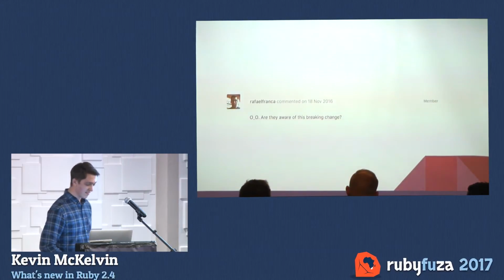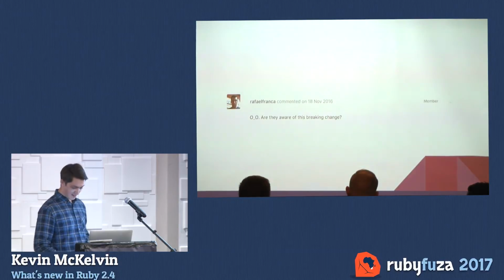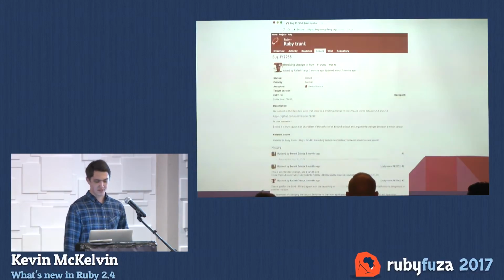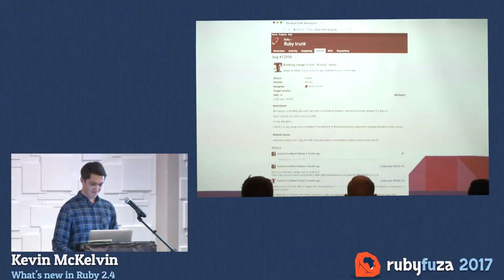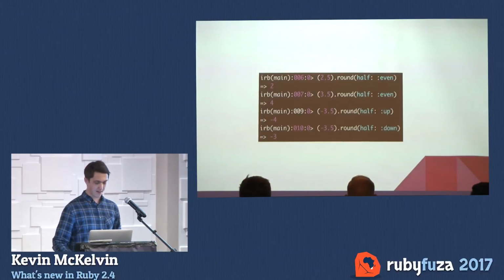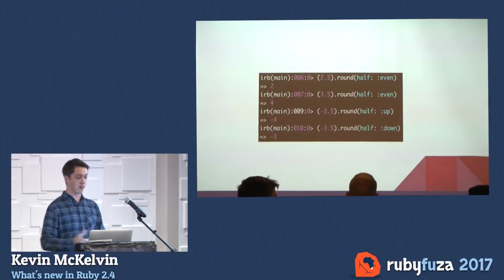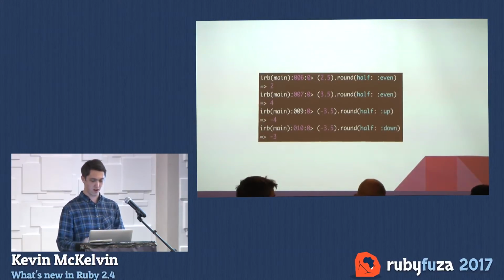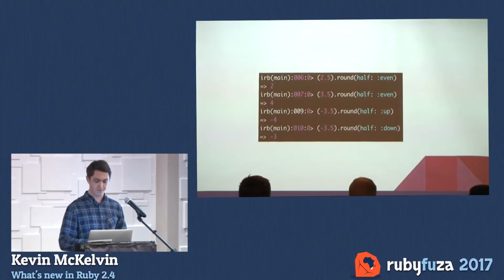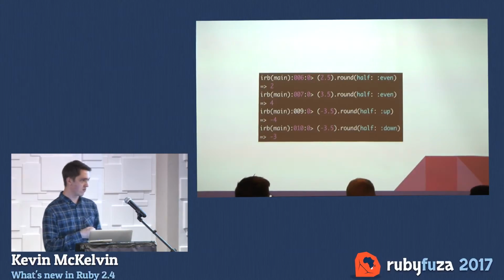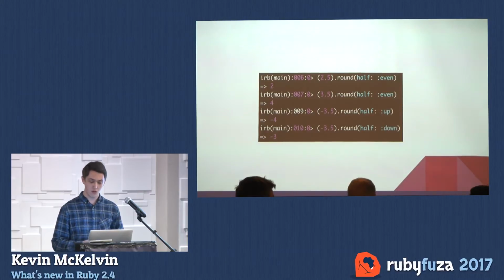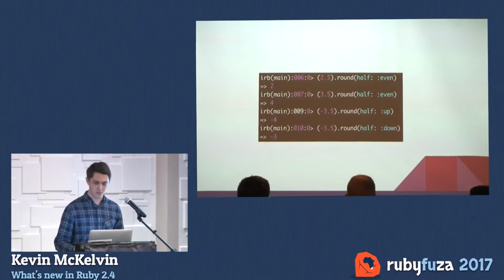The response was comical, which was then reported as another bug in Ruby by Rafael Franca, thankfully. What they were going to have to do was round halves up and down by passing these options in. So the options you do have now in Ruby 2.4 are that you can pass half even, half up, or half down, which will determine your rounding direction. But the default is still the same as 2.3, which is half up.